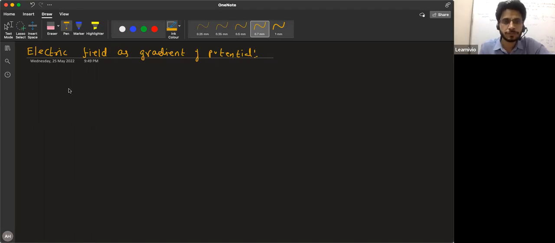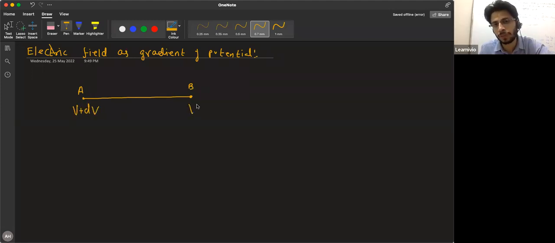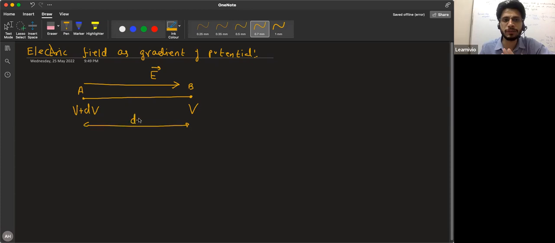So the expression says that for electric field, let's say we take 2 points. One point A, another point B. Potential at A is V plus dV. Potential at point B is V. And this is the electric field from A to B. The separation between point A and B is dr. So we have to relate this electric field, this separation dr and potential.